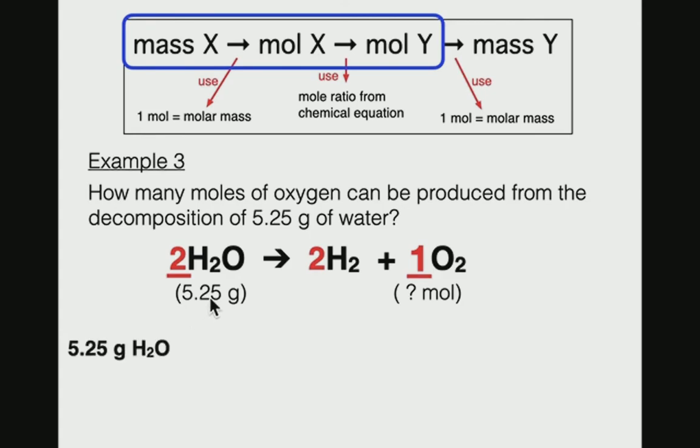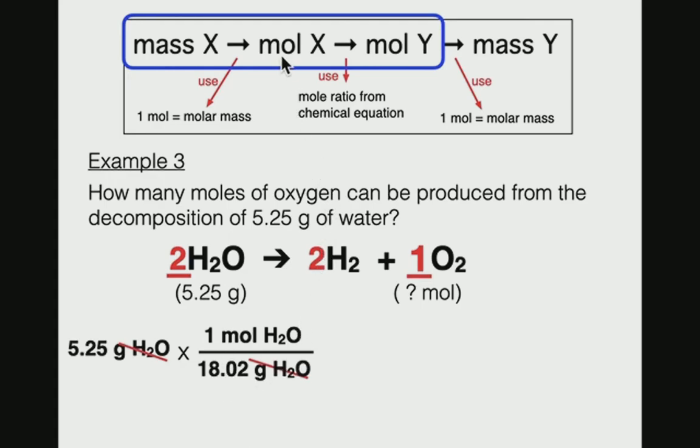So we'll start with the mass we're given, 5.25 grams of water. Convert that to moles. Again, we're simply looking at the periodic table. The molar mass of water is 1 mole.